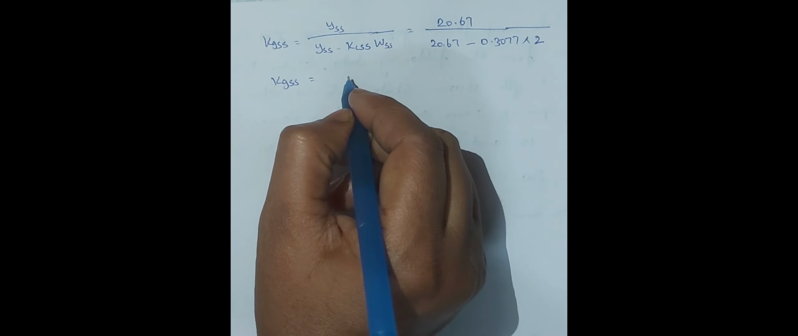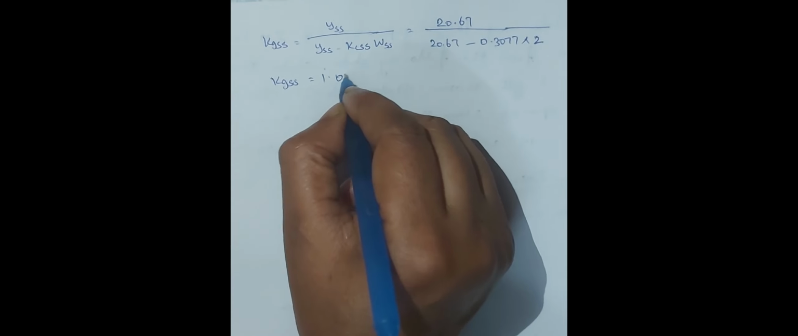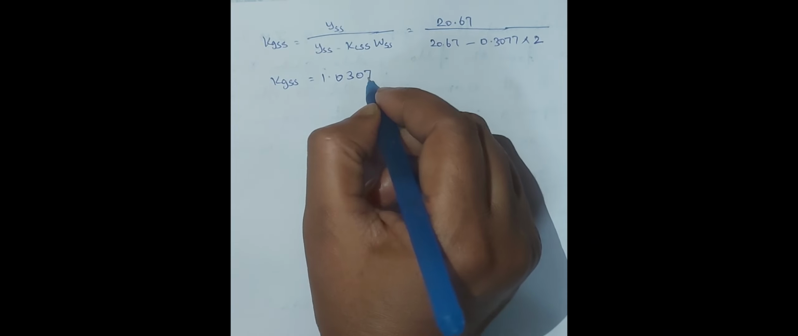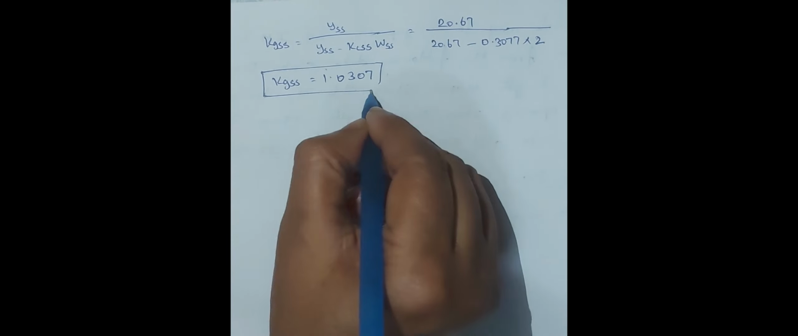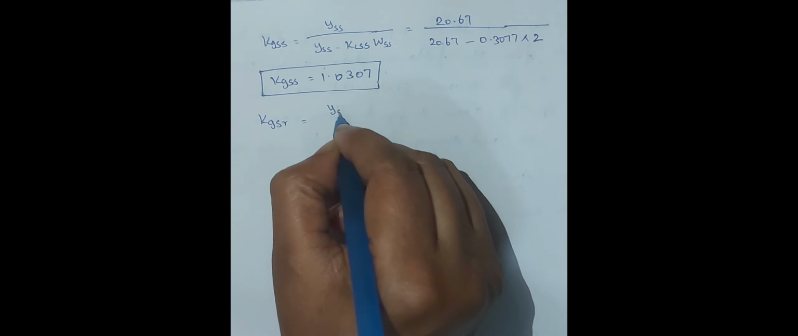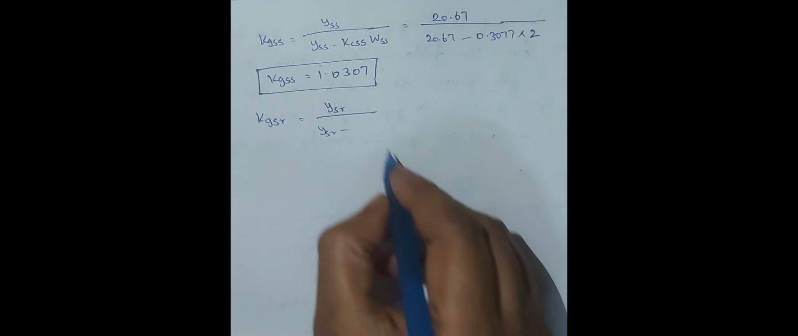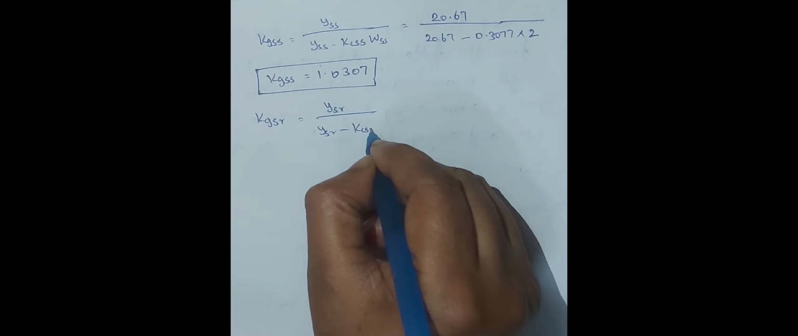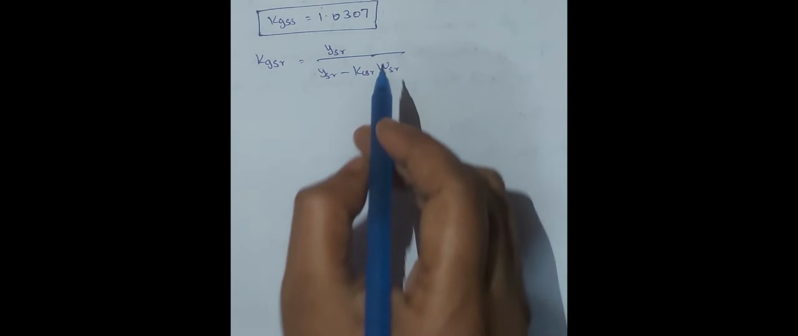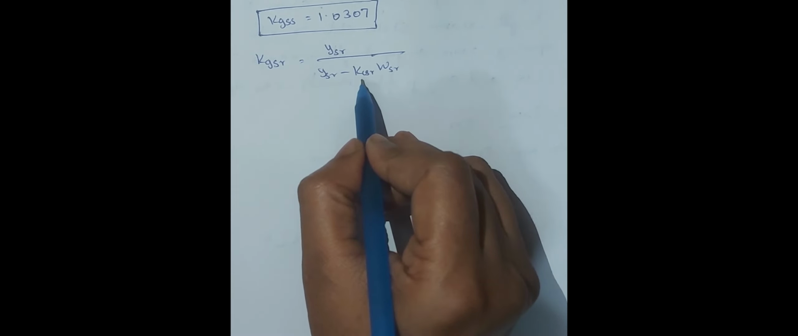So 2, everything is mm, correct. Now we can have KGSS after simplifying this as 1.0307, correct. KGSS is over. Then our aim is to find KGSR, where we need YSR divided by YSR minus KCSR WSR, width of the rotor slot. I already told you the width of the rotor slot and the stator slot are the same, and that is also found. So the only thing we have to find out is YSR.